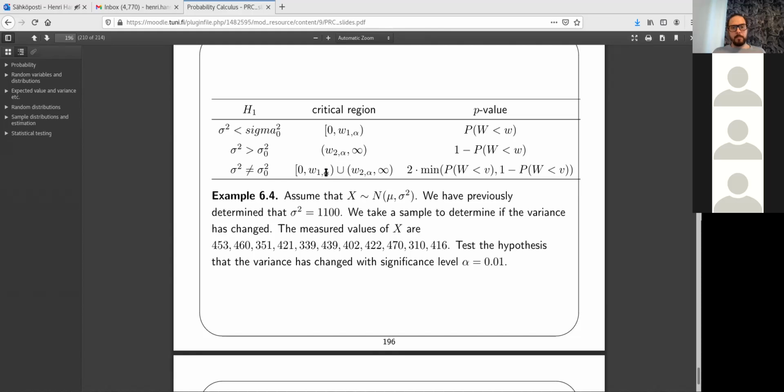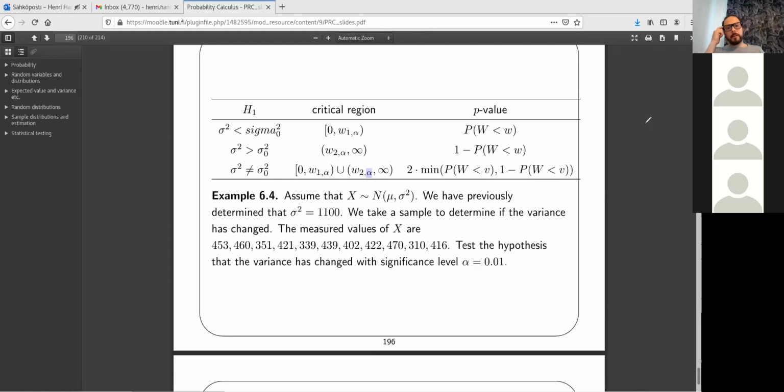There's a bit of a typo here. That should be alpha over 2, in fact, and that should be alpha over 2. So let me fix that. There's a typo there. That should be alpha over 2, and that should be alpha over 2. Just to understand why that is, the total probability of the tails is alpha.